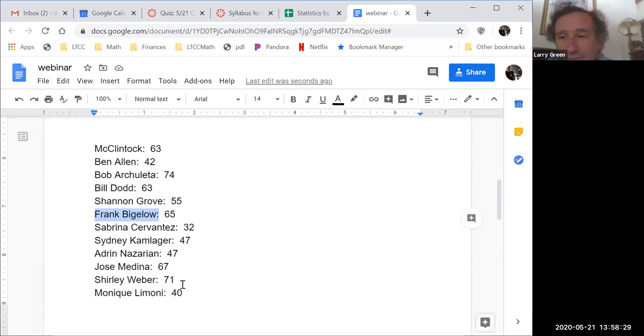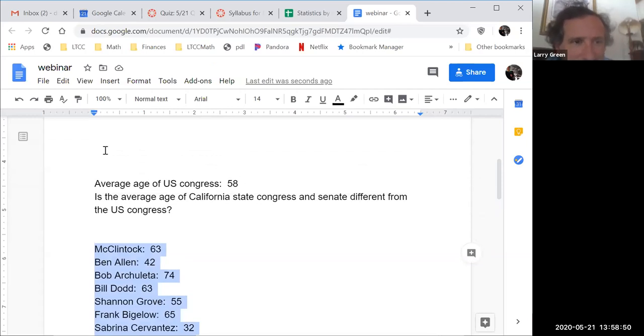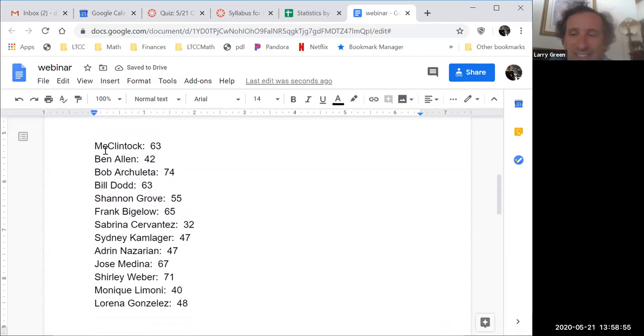And I found their ages. Wikipedia is great. You can get the age of anyone basically on Wikipedia. I haven't checked mine, but it might know my age. But it definitely knows our senators and Congress people. Okay, and there is the list I was able to get. There's our list. This was the list I was able to get while you were taking a quiz. I didn't have time to do them all.